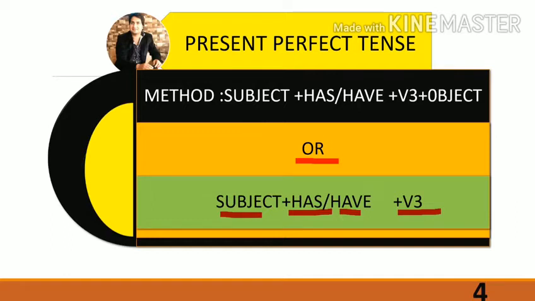So you need not be worried here. You need to remember only a few things, and they are very important. And what are the things you need to remember? That is the exact method of present perfect, that is subject plus has/have plus V3. So let's begin with some examples so that it can be understood by you.